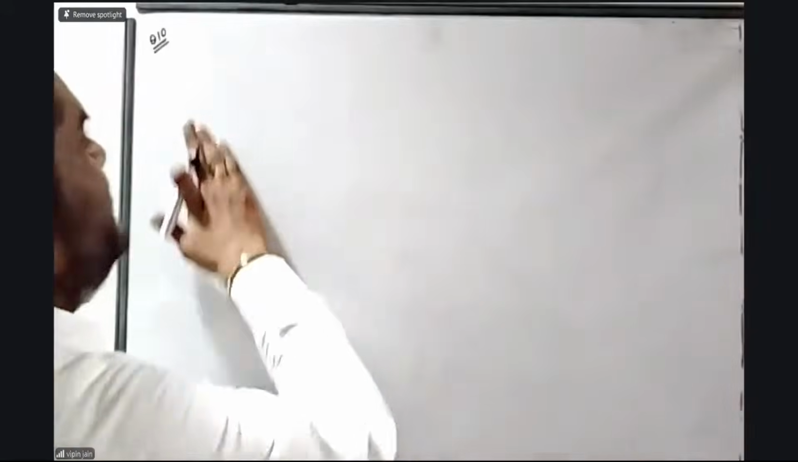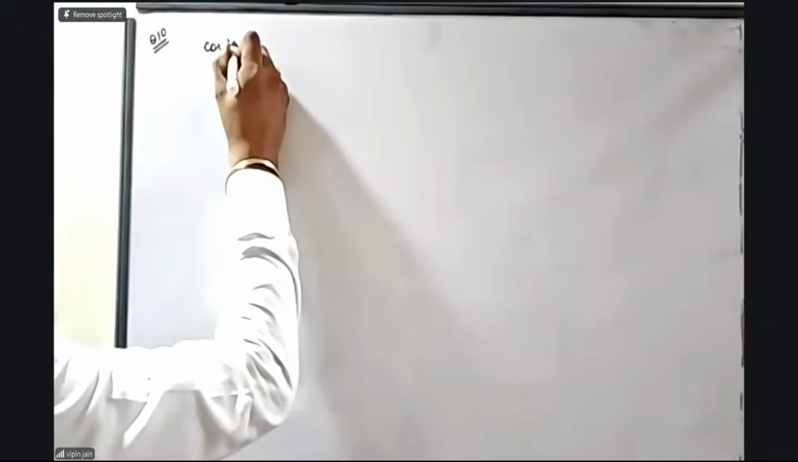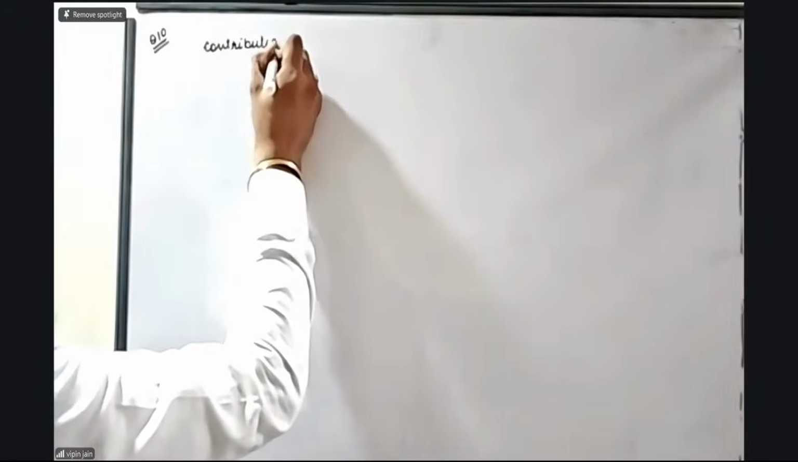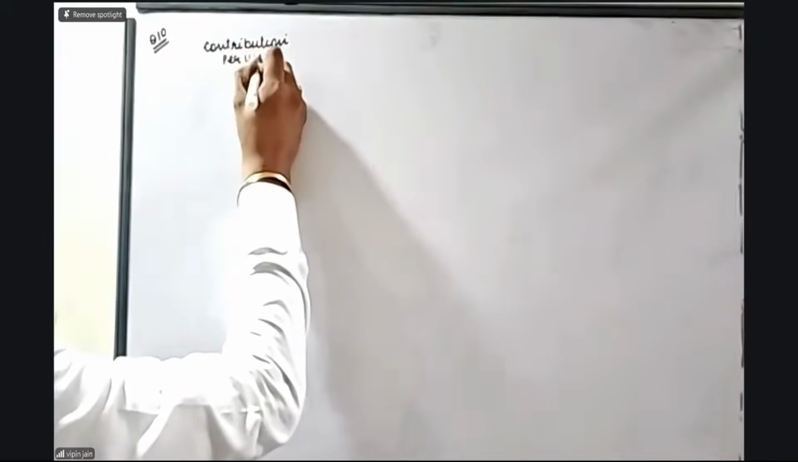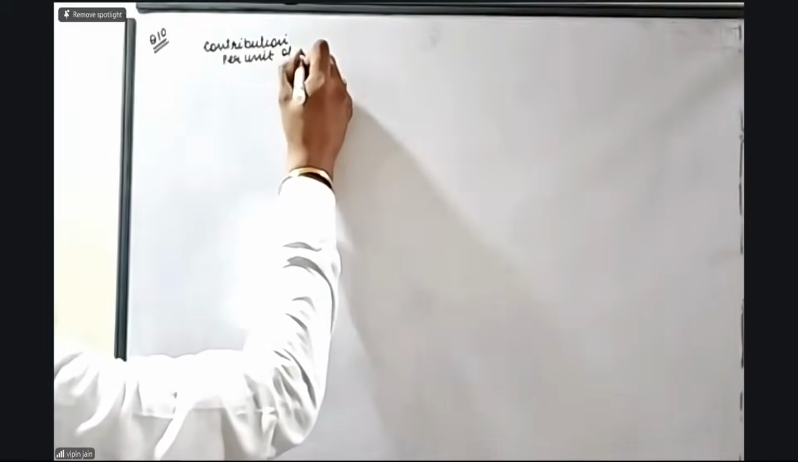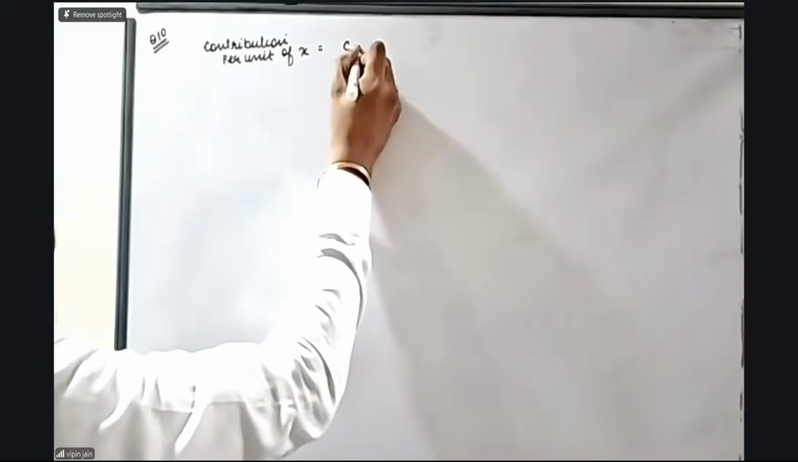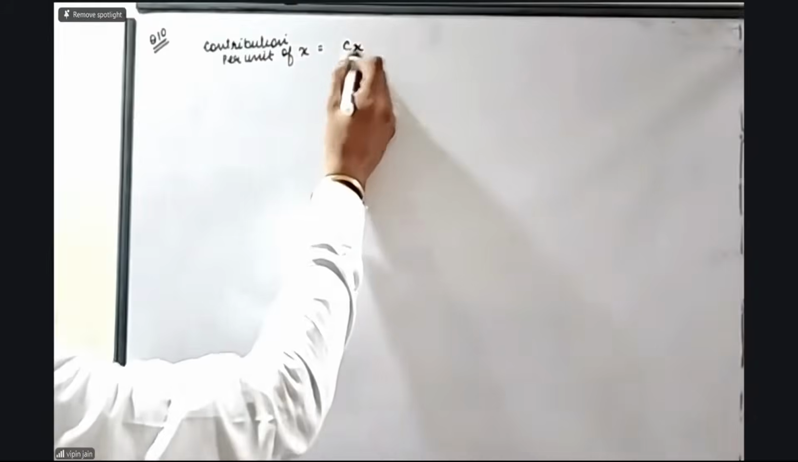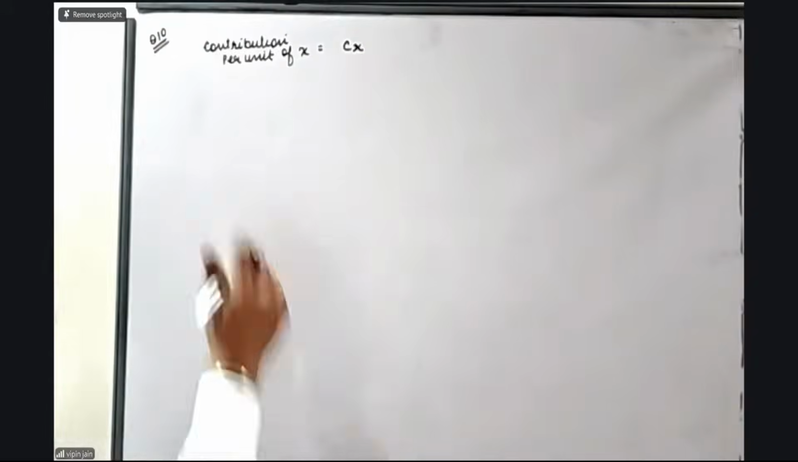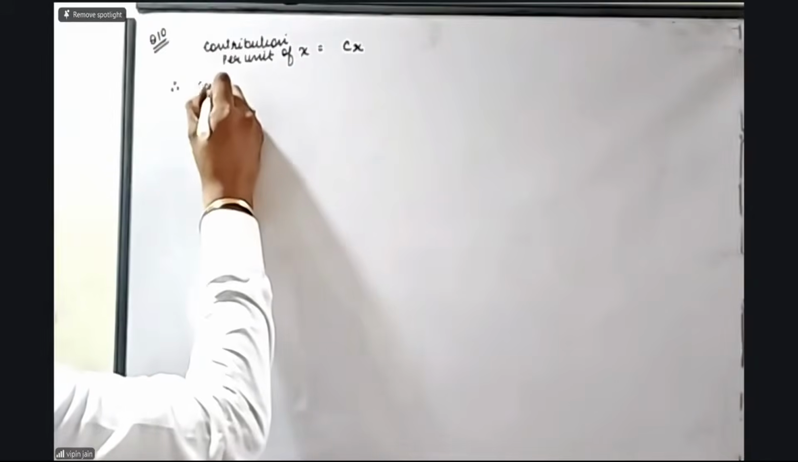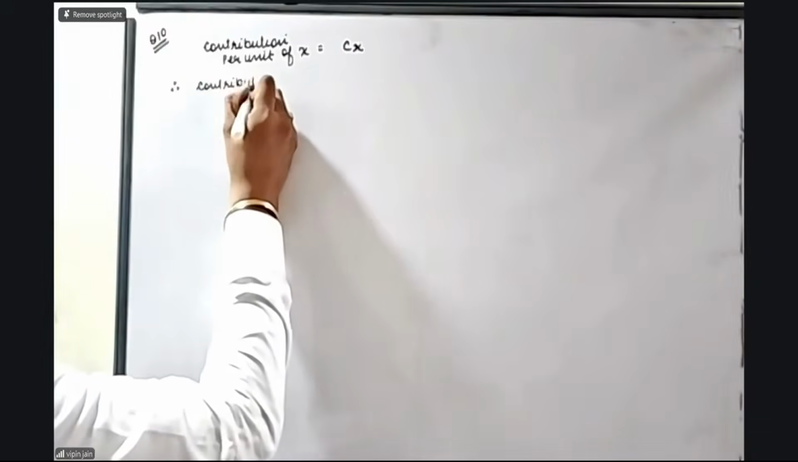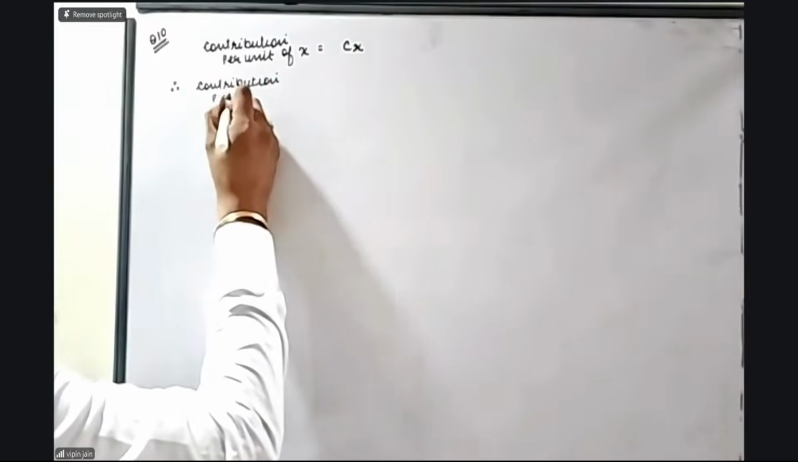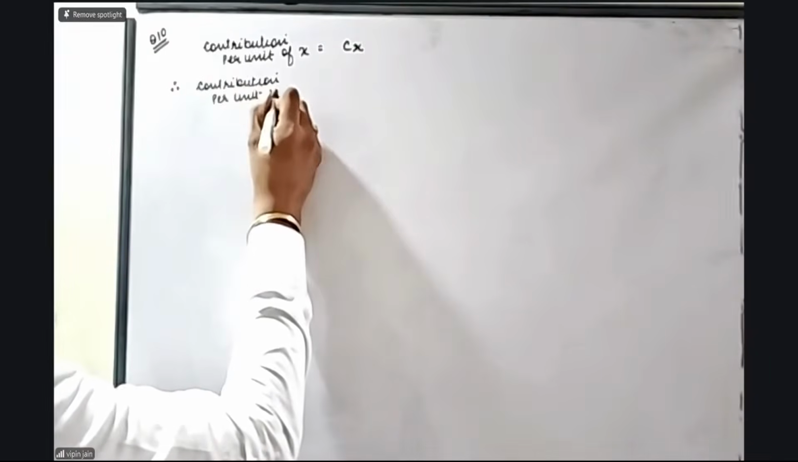Now herein it is given that the contribution of product Y is 1/5 less than the contribution per unit of X. So let's say that contribution per unit of X is CX. Therefore, contribution per unit of Y will be how much?